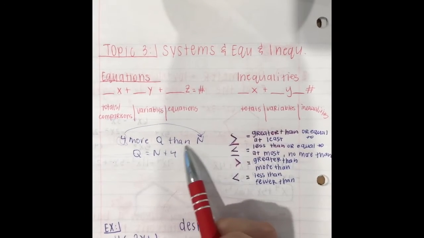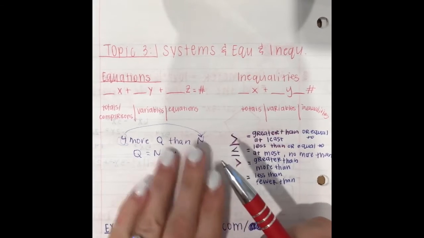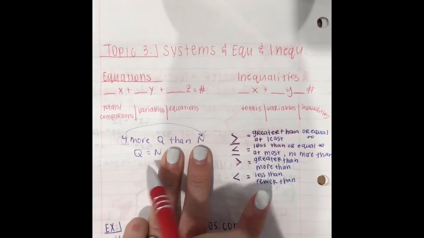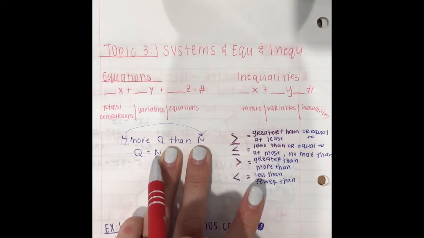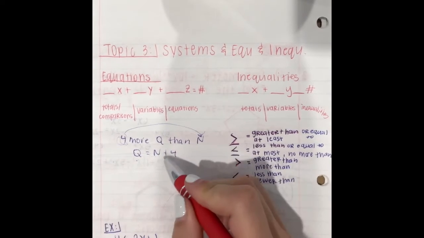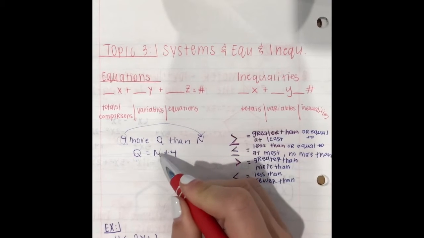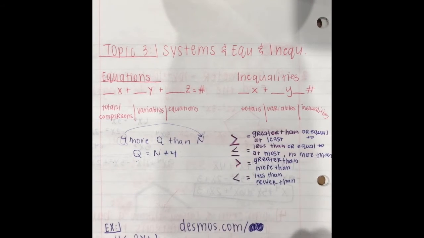Because if you have 4 more quarters than nickels, then quarters does not actually equal nickels, right? Because you have 4 more of these. So in order to make quarters equal the same amount of nickels, you had to add 4 to the number of nickels so that it would have as many as quarters does, right?